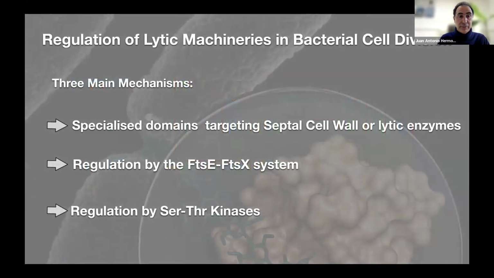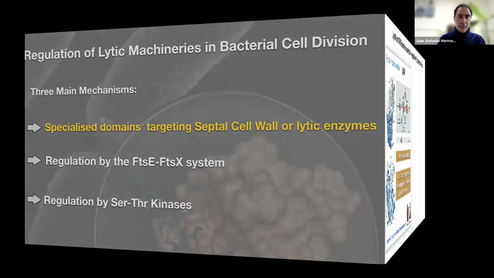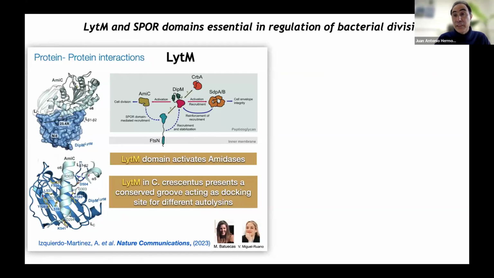So concerning the first part of my talk, the specialized domains targeting septal cell wall or lysins, it has been discovered that there is a specific kind of domain called LytM that is very important in regulation of this lytic activity by some kind of protein-protein interactions. Indeed, LytM domains originally present lytic activity, but some inactive conformations of these LytM domains allow the recognition of other lytic enzymes, such as amidases, and importantly, they activate these amidases. We have seen recently that LytM in Caulobacter crescentus presents a conserved groove that acts as a docking station for different autolysins.